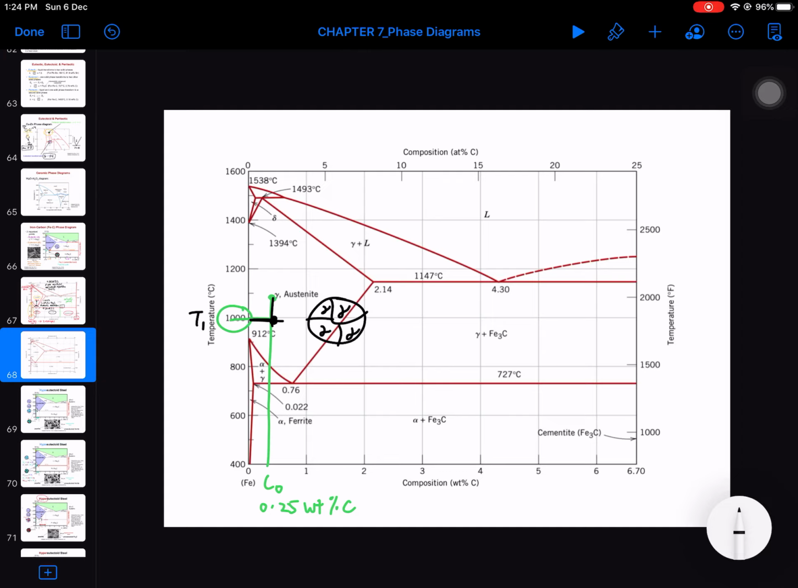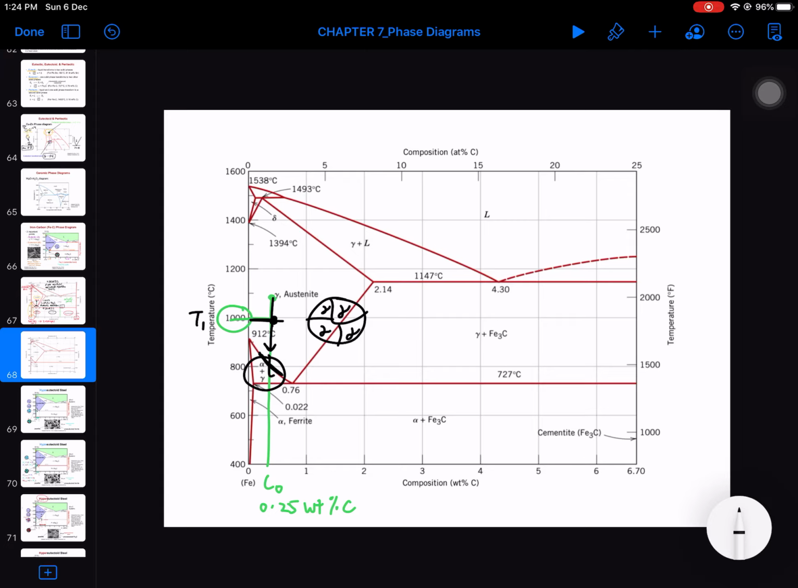Okay, so it's in solid form. As the temperature decreases, the cooling is in progress, and it crossed this line. You can see this line, this is a phase boundary line. When it crosses this line, it will go into another phase, which is the alpha plus gamma phase. That means some of the austenite has already transformed into alpha ferrite.